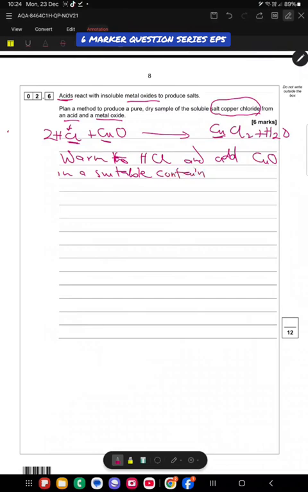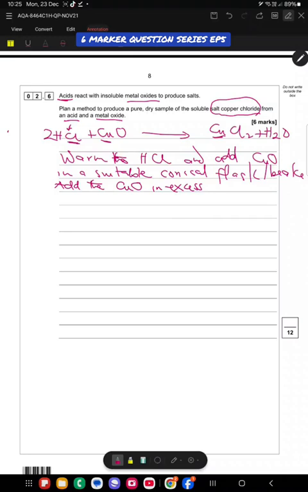Let's do this in a conical flask or in a beaker. Let's be specific, so we say in a conical flask. It's fine, or you can do it in a beaker. It's also fine. All right, then what we need to also add is that you must also stress on the fact that you need to add the copper oxide in excess.